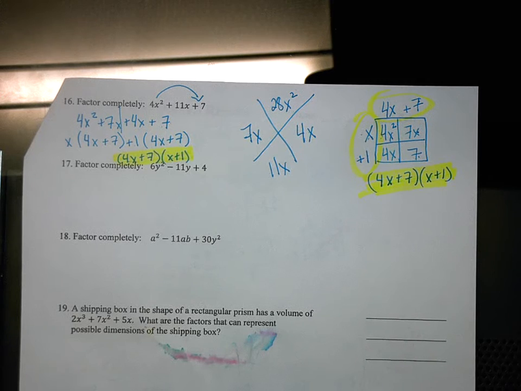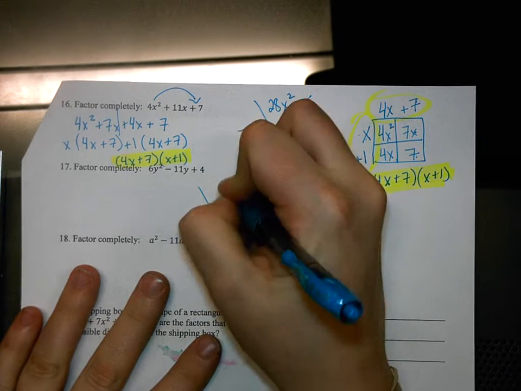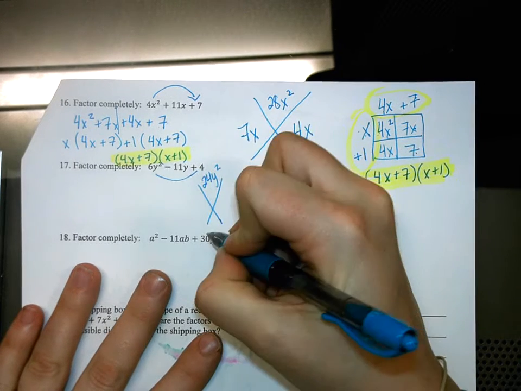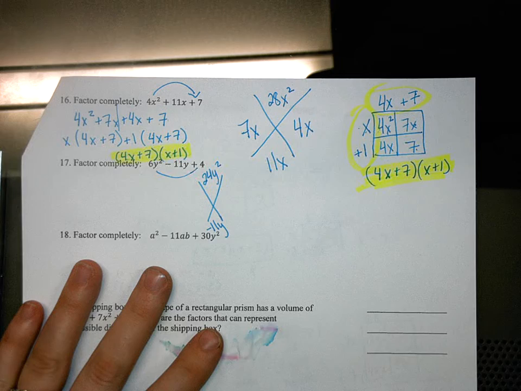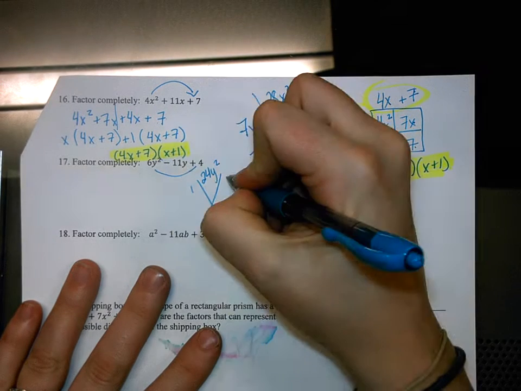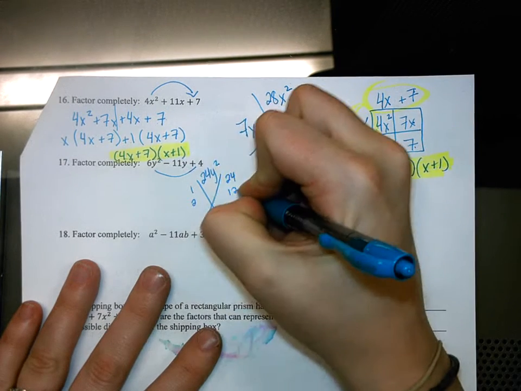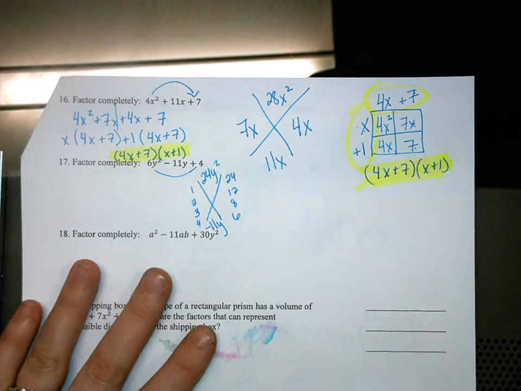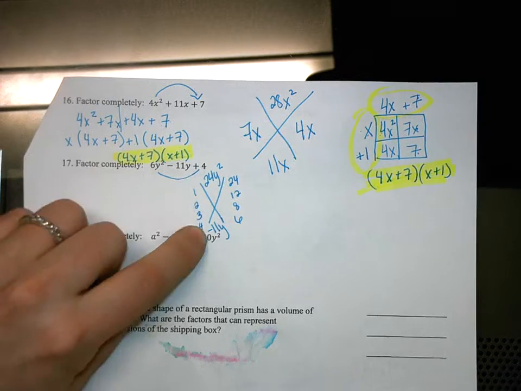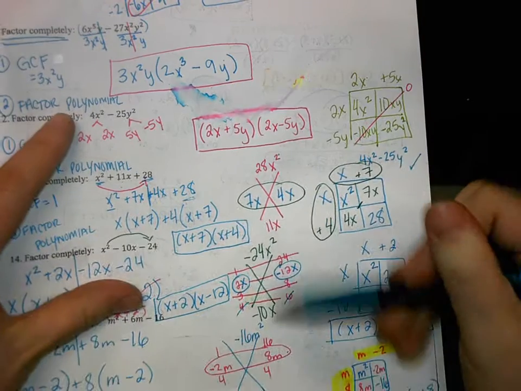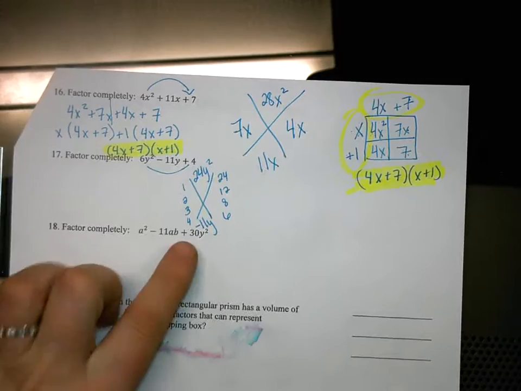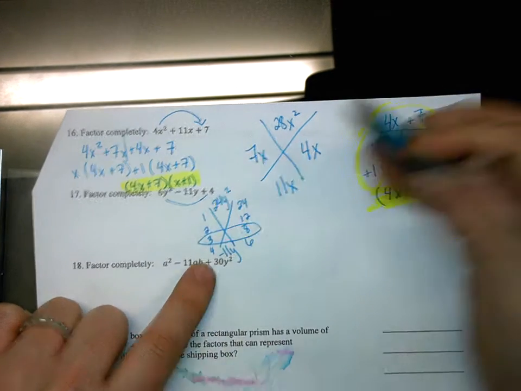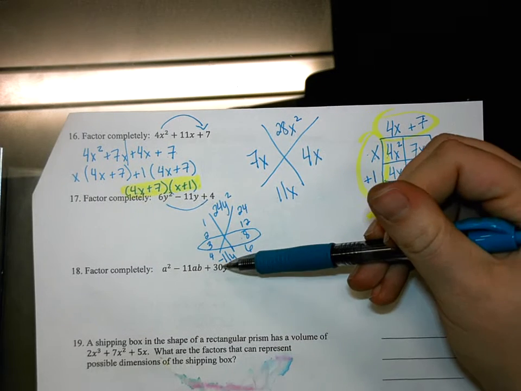Number 17. Start with your diamond, multiply your first times your last, you get 24y squared. On the bottom is negative 11y. Numbers that multiply to 24, we did this on the opposite side as well, I believe. 24 and 11? Nope, that was 24 and 10. So in this case, I want it to add to 11, and I want it to be negative 11.